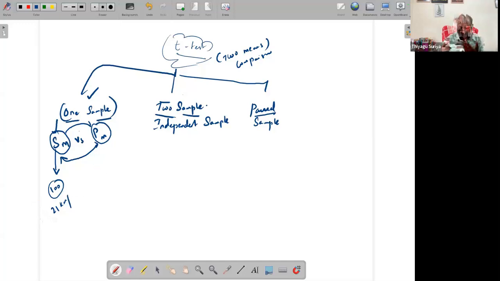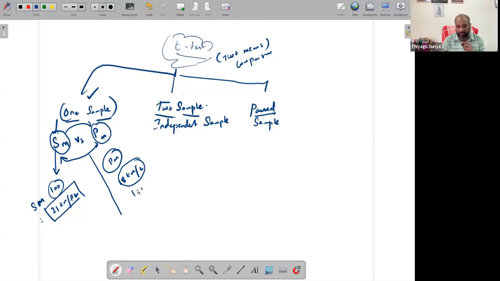The same company has a lot of manufacturing. From the previous history, we understood that the population mean is 18 kilometers per liter. This is the population mean that we can find from the previous history. So it gives 18 kilometers per liter.